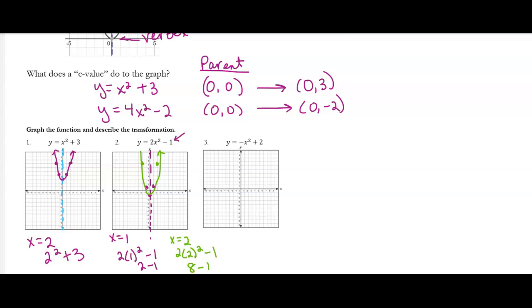All right, let's try this last one. Figure out where the vertex is going to go, and graph that.